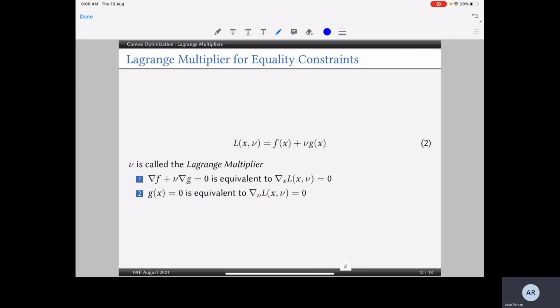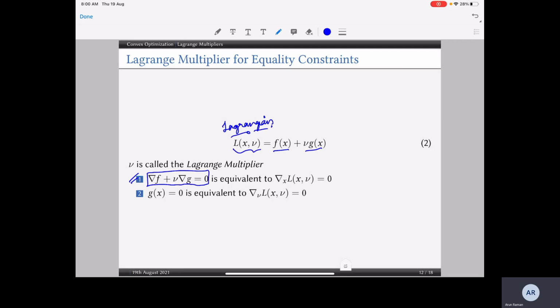Now we relatively formalize these two observations. We define a new function L, which is called the Lagrangian, and we define it as f(x) plus nu times g(x). Okay. We had two conditions. The first condition in our original optimization problem, which was the consequence of the two observations, was that the gradients should be parallel to each other.